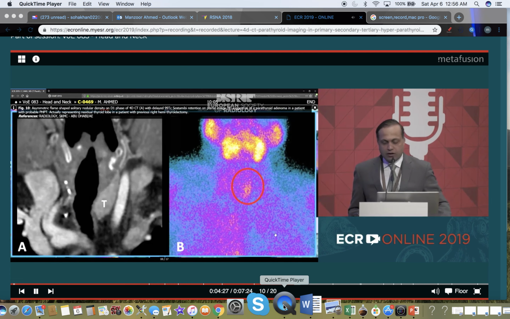So another example of something masquerading as a parathyroid adenoma. As you see there, this patient is post-hemithyroidectomy and there is a nodule. Can this be a parathyroid adenoma? Well, on the scintigraphy you see this, there is uptake on the scintigraphy.